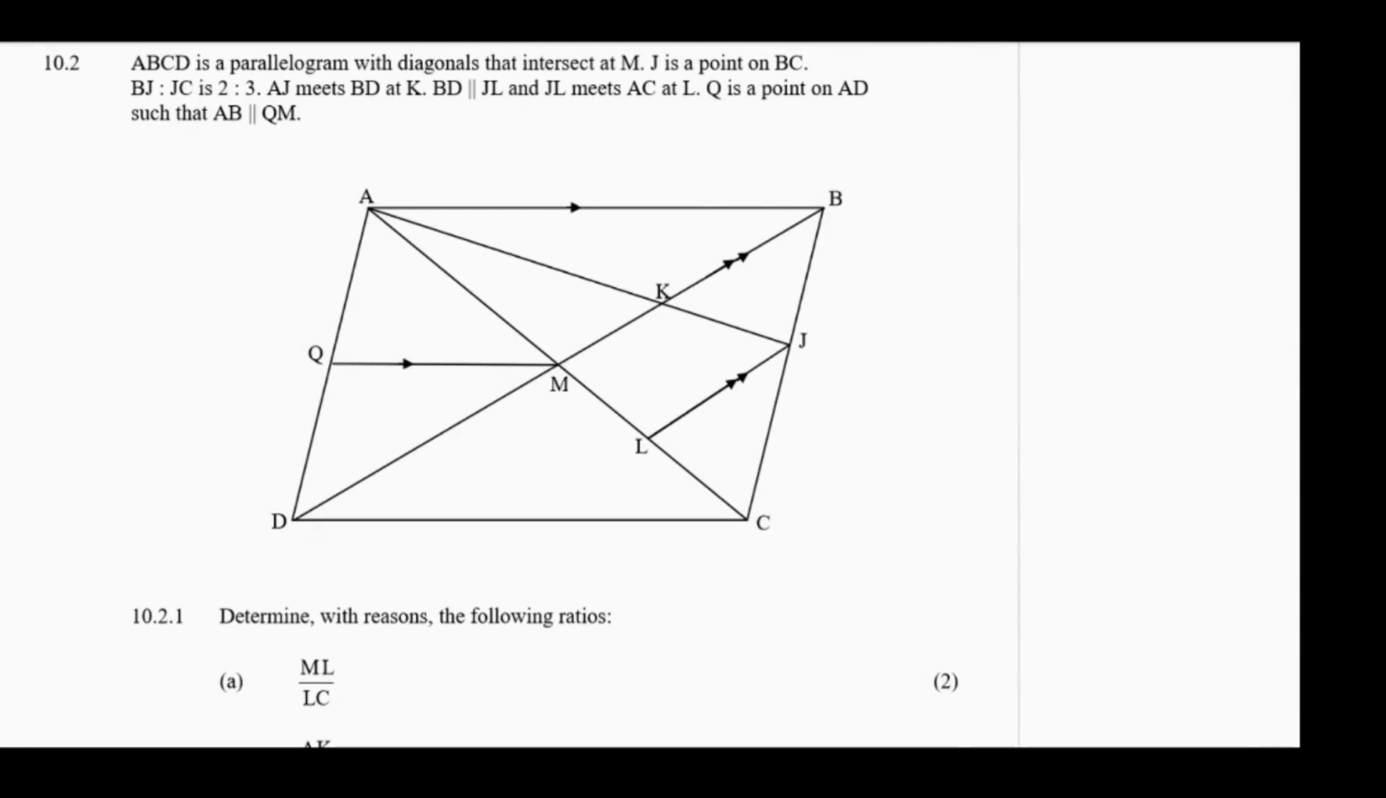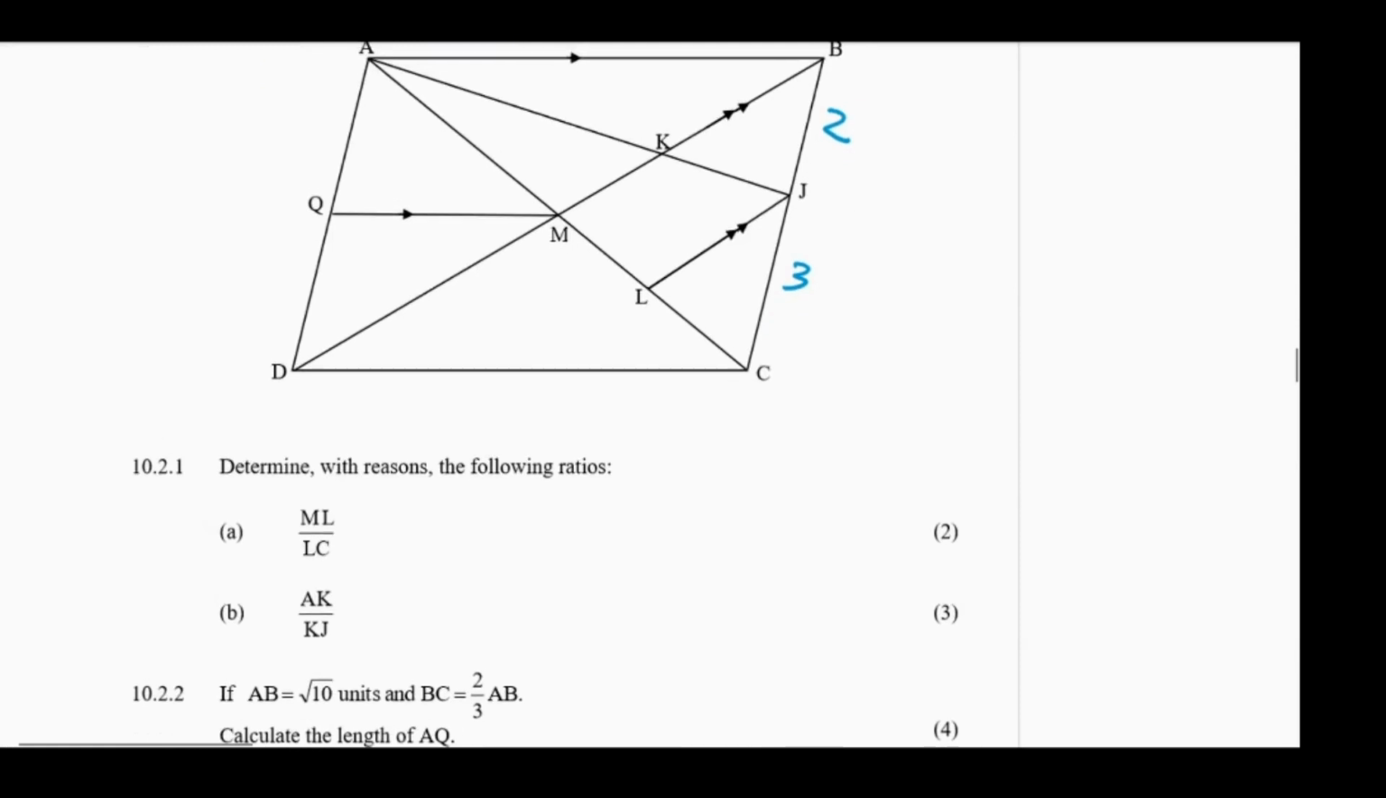Now we're going to solve this one here. We have a parallelogram and we are told the ratios of BJ and JC, as well as all the information about parallel lines. As long as you know the properties of a parallelogram, you shouldn't have a problem with this. BJ is 2 and here it's 3. These are just ratios, not lengths. In 10.2.1 A, we are asked to find ML over LC.